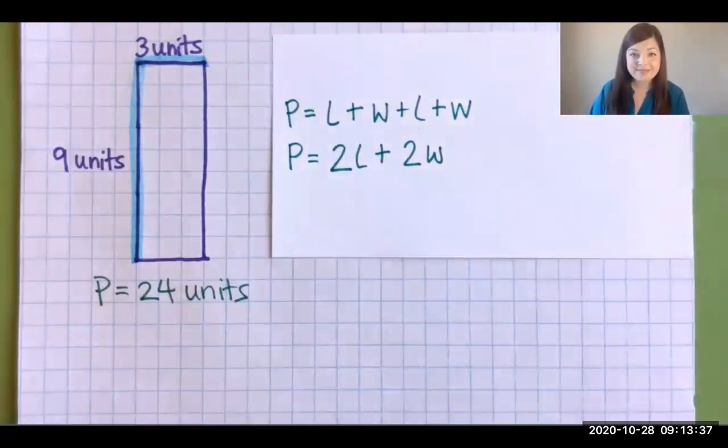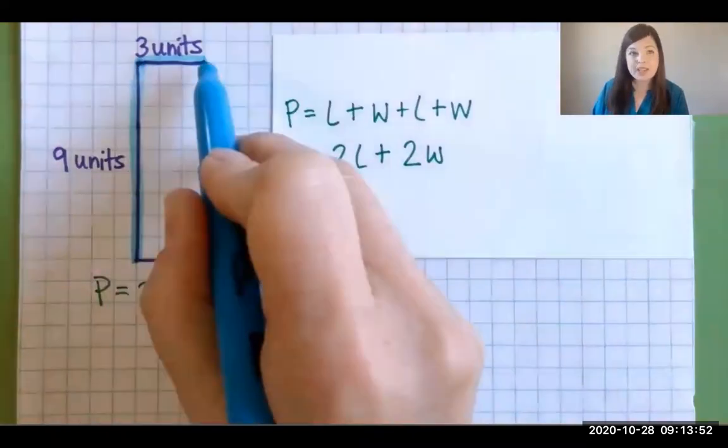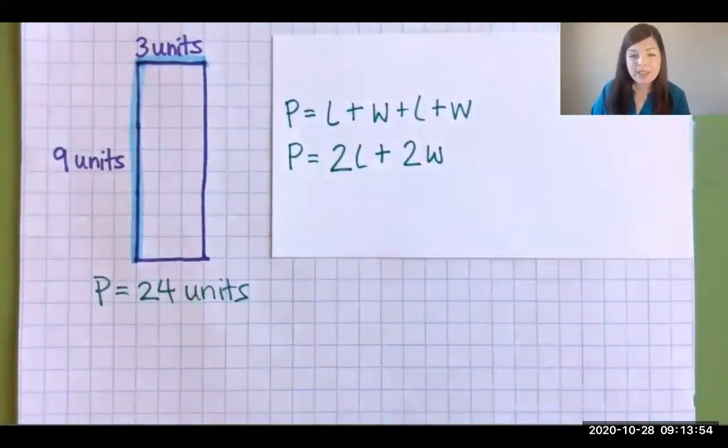How many units did we trace? We traced 12 units. How does 12 relate to the length and the width of the rectangle? 12 is the sum of the length and the width. 9 plus 3 equals 12.